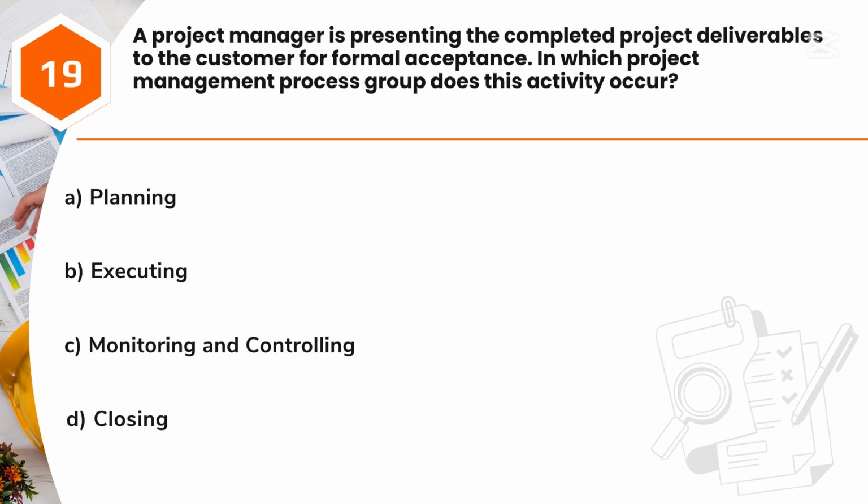Question 19. A project manager is presenting the completed project deliverables to the customer for formal acceptance. In which project management process group does this activity occur? A. Planning. B. Executing. C. Monitoring and controlling. D. Closing.